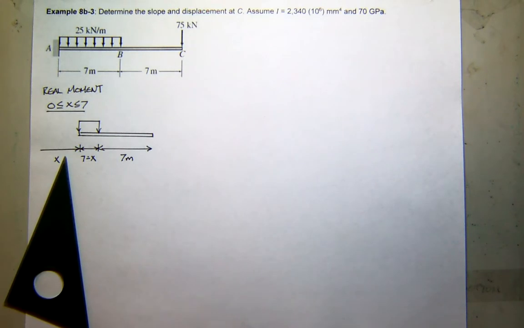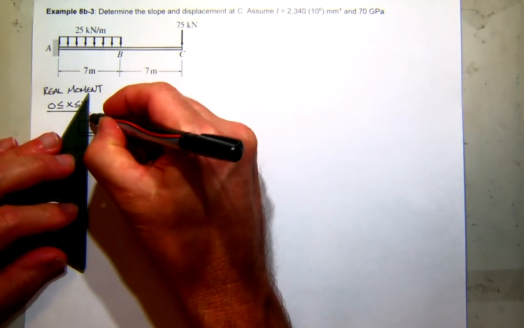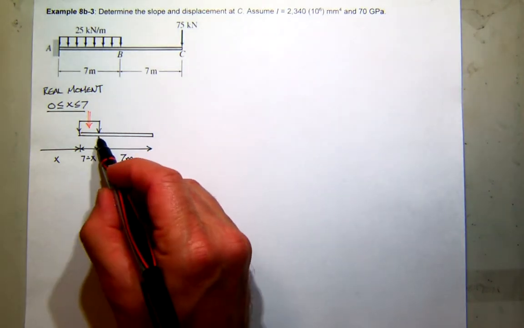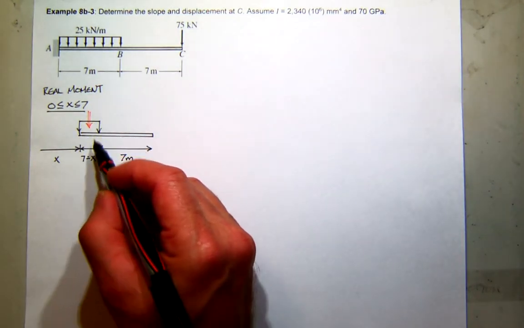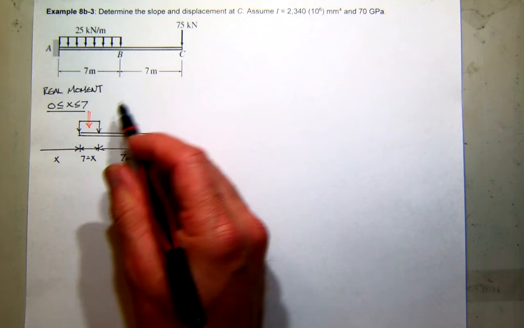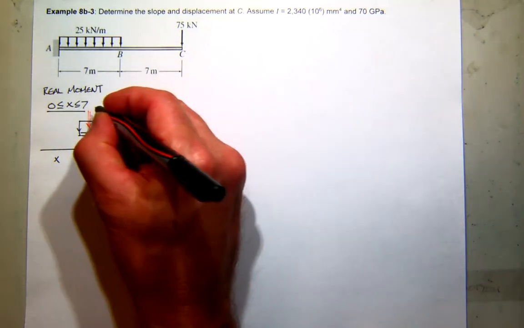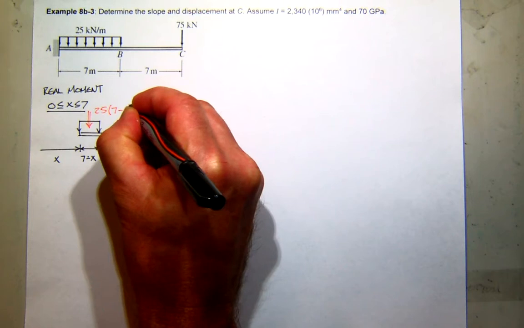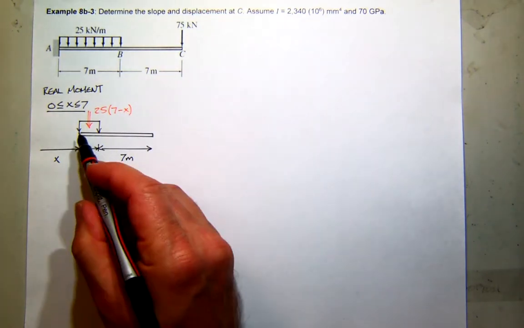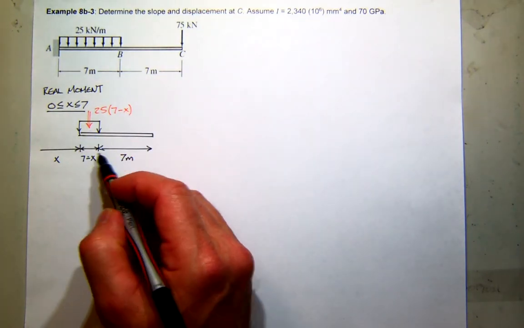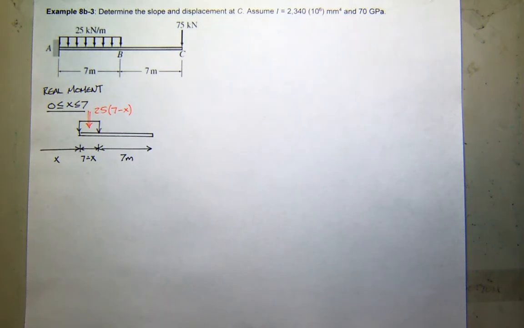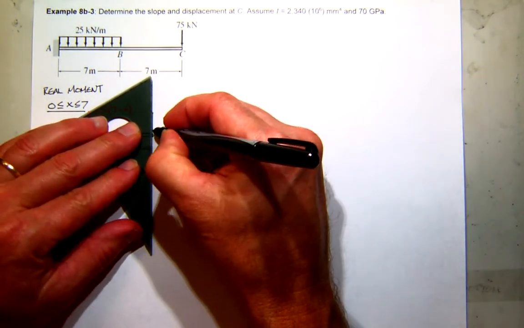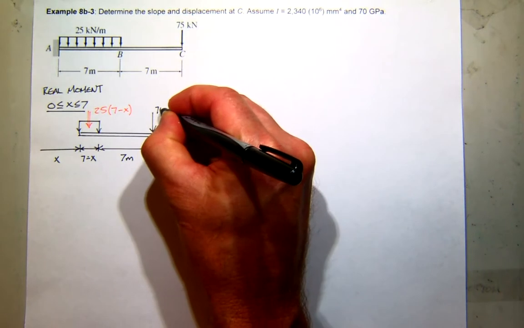And then my equivalent force is going to be what? It's going to be the area of this load, which is the base, 7 minus x, times the height, which is 25. So this force will be 25 times 7 minus x. And the distance from the cut to the centroid will be this distance divided by 2. So with all that, I forgot something here on the end. Let's not forget that one.